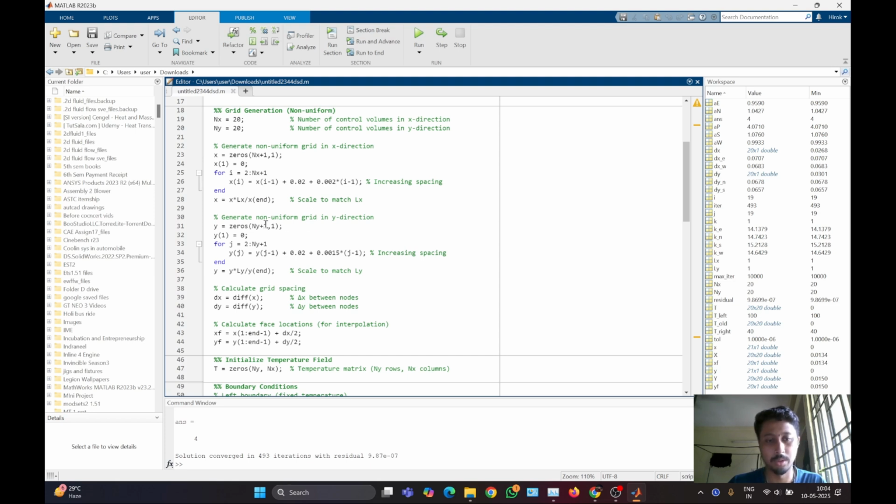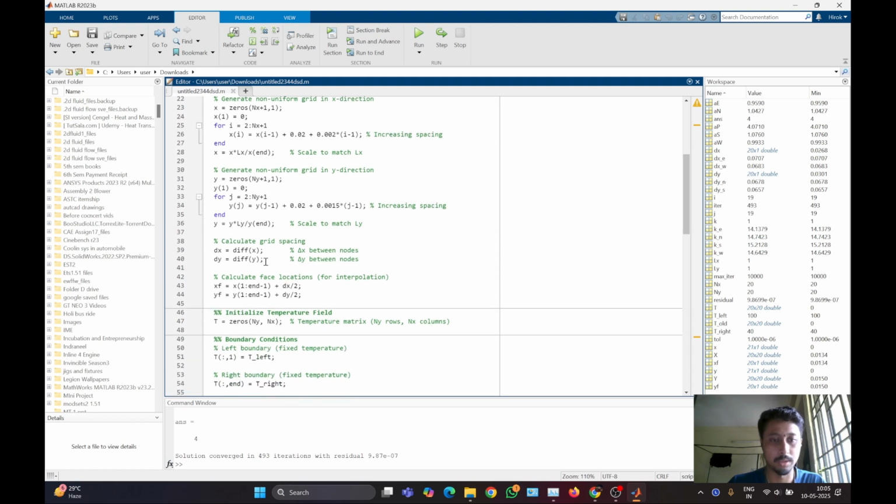And we are doing the same in the y direction also, with the same amount of increment except for this part where we have taken 0.0015 into j minus 1. Our next step is the calculation of the grid spacing, which is done by using the difference between the nodes. And the next is the interpolation method, where we have taken x a1 and in1 with the addition of their difference between the two locations.